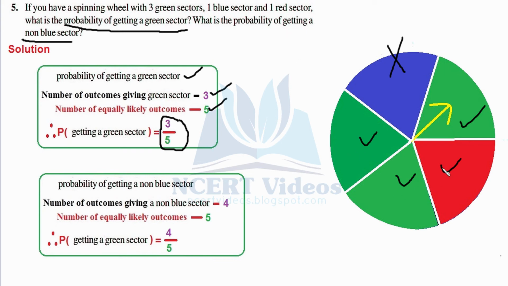So therefore, we have 4 events. So we wrote probability of getting a non-blue sector. Number of outcomes giving non-blue sectors, 4. We just discussed how. Number of equally likely outcomes again, while spinning, 5 sectors could come, therefore 5. Therefore, probability of getting a non-blue sector, our event name inside the bracket, is equal to 4 over 5. Not further reducible. That is your required answer for the second part of this 5th question. That solves our 5th question as well.